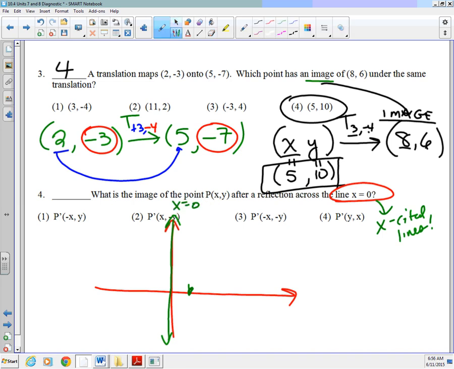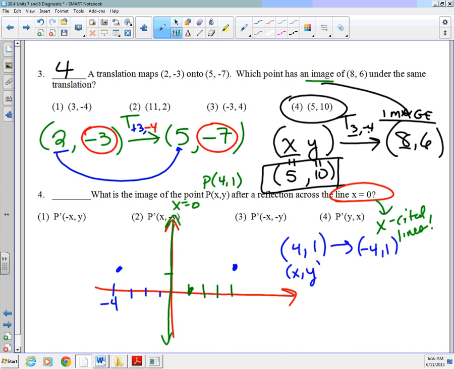So x comma y, you know what I'm going to do? I'm going to pick a point for that. I'm going to pick 4 comma 1, just so I can experiment here. So 1, 2, 3, 4 comma 1. And I want to reflect this blue point over the y-axis, or the line x equals 0. Well, that's going to go to negative 4 comma 1. So what just happened? Well, 4, 1 became negative 4, 1. So x, y would become negative x, y, which is choice 1.